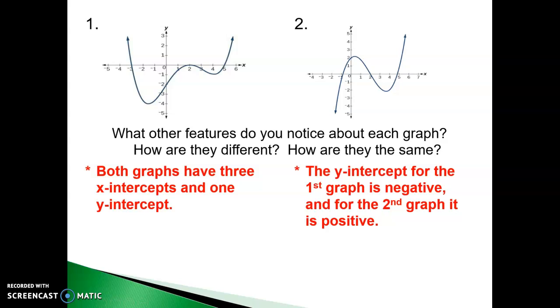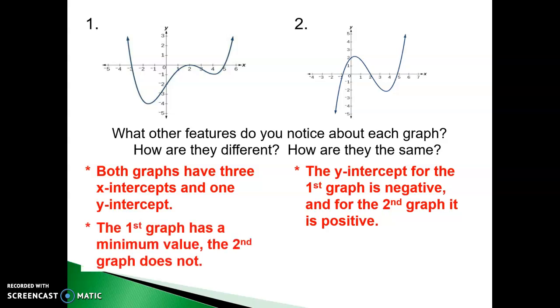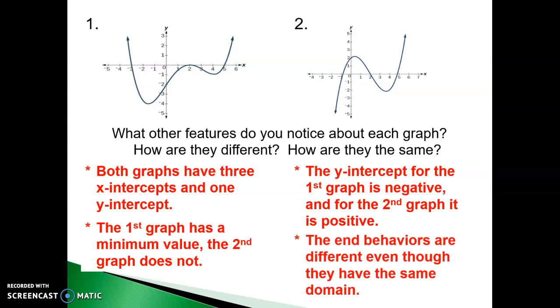So the y-intercept for the first graph is negative, and for the second graph, it's positive. Another thing that we notice is the first graph has a minimum value, whereas the second graph does not. And then finally, the end behaviors, meaning where the arrows are pointing, are different, even though they have the same domain. So even though the domain is all real numbers, here they both point up, and here one points down and one points up.